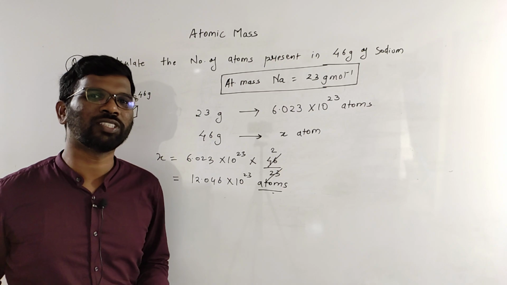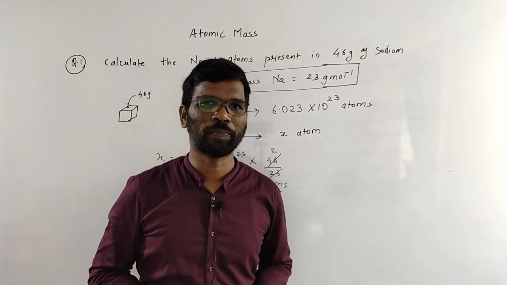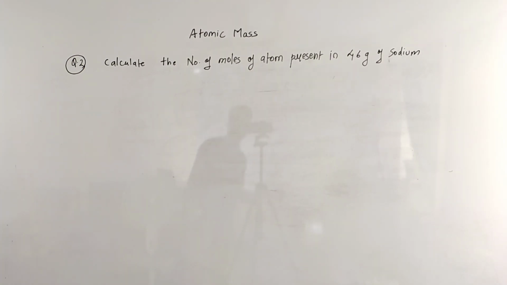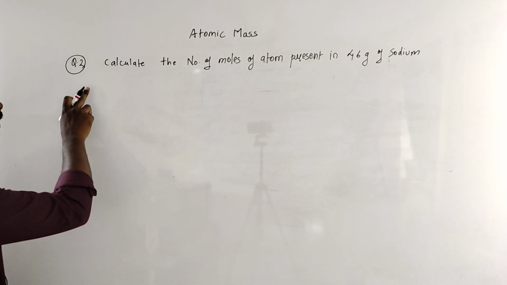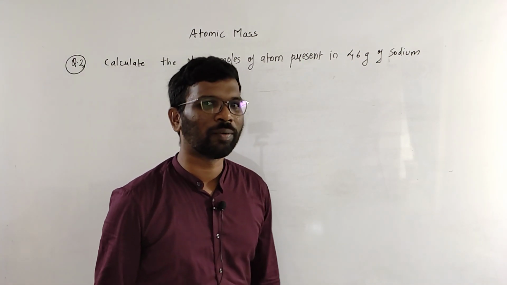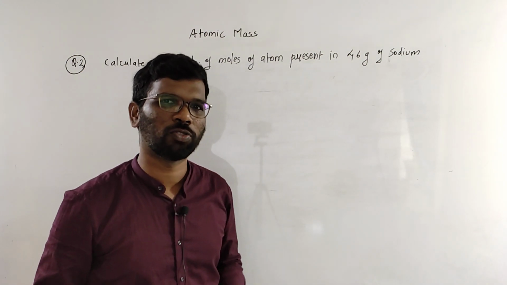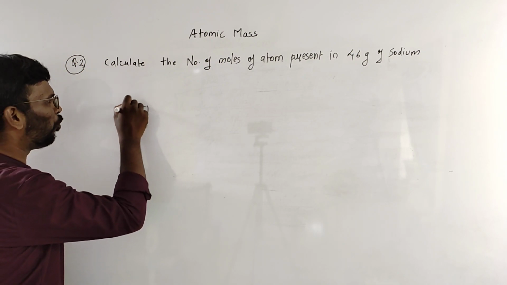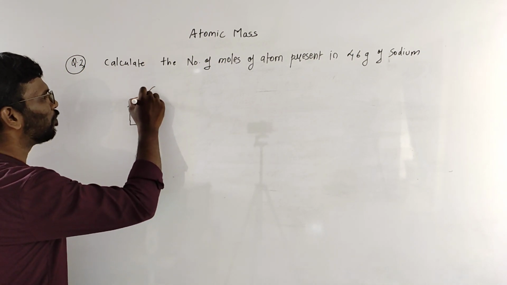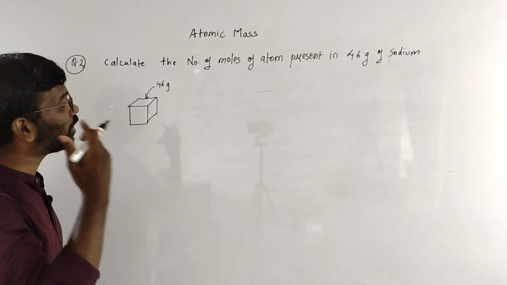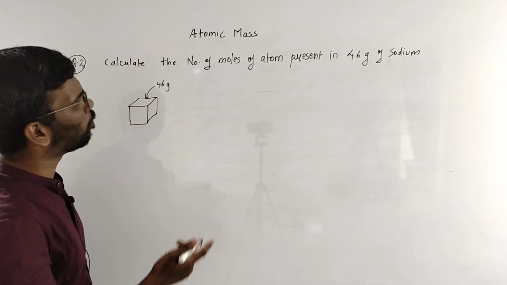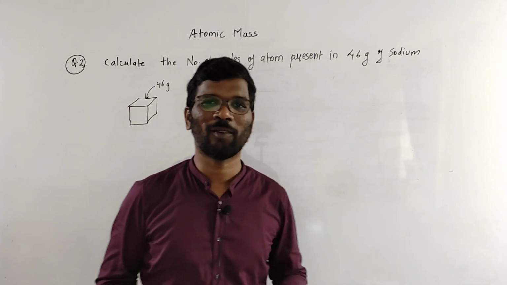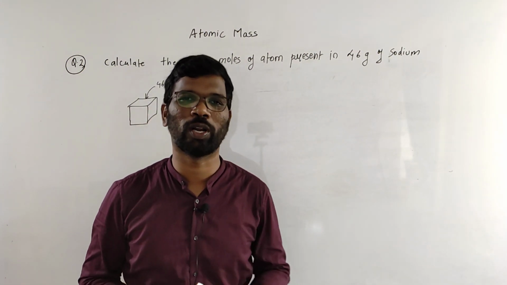Let's take another question on sodium atom only. Okay, the question is changed. Calculate number of moles of atom present in 46 gram of sodium. Means now the weight of the sodium block is same, that is 46 gram. Now the question asked is number of moles present. The previous question was how many atoms are present, what is the number of moles present now. That is what the question is.